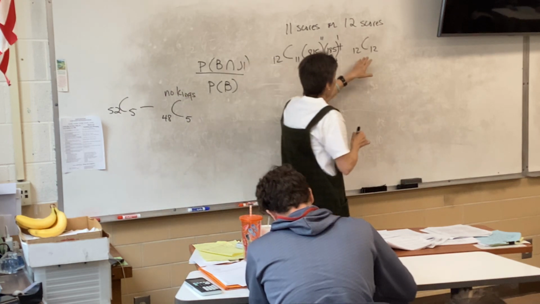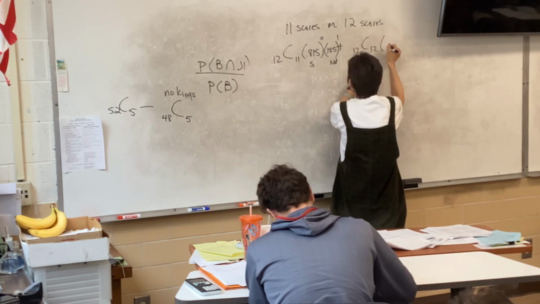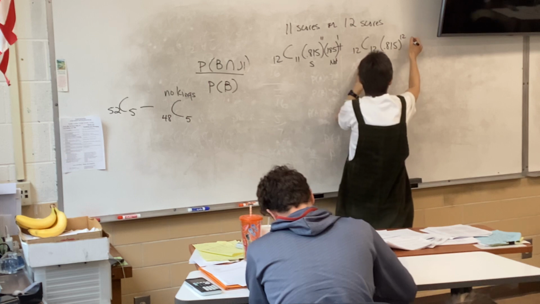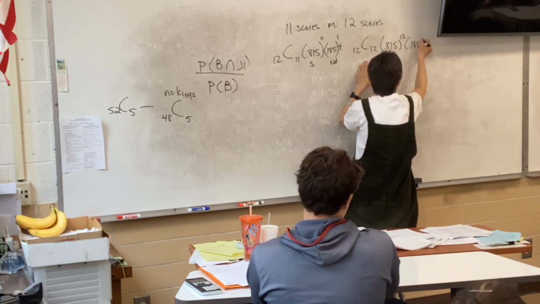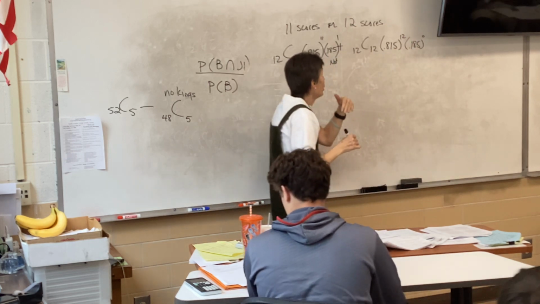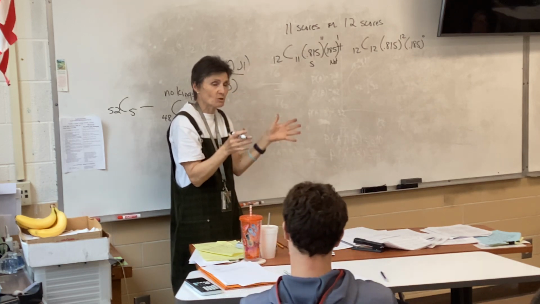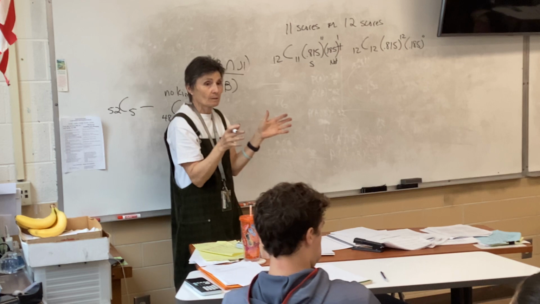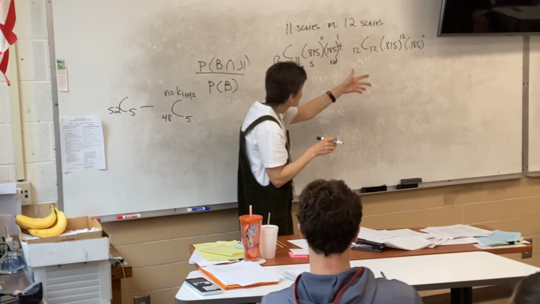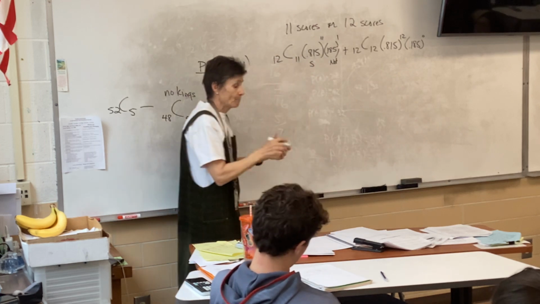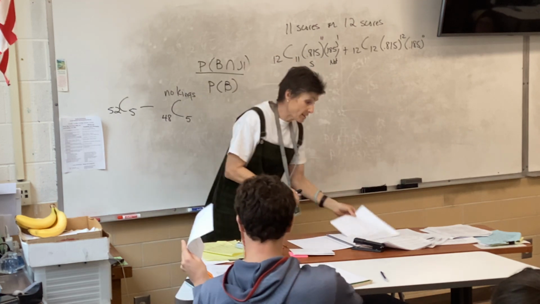Now, what if I make all 12 of them? Well, then it's 0.815 to the 12. And if you want to add it in, 0.185 to the 0, because you have no misses. 12 scores, no misses. Right? And you're going to add those together. And that's the answer.